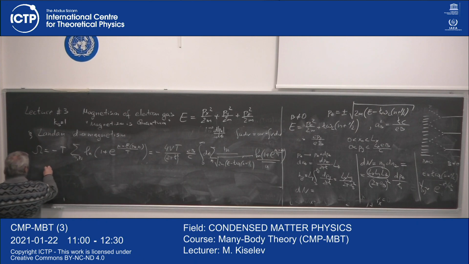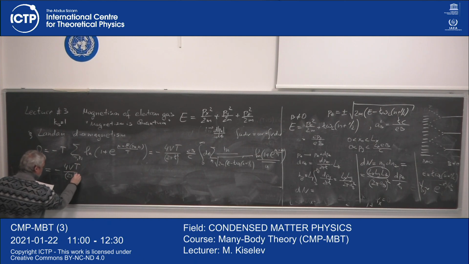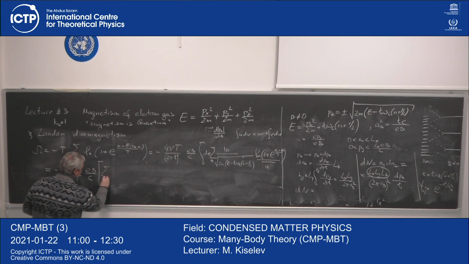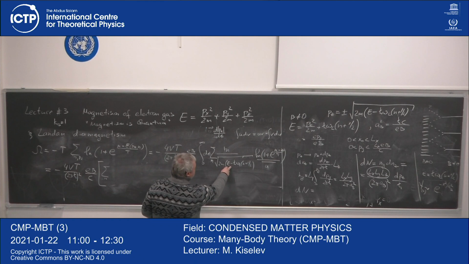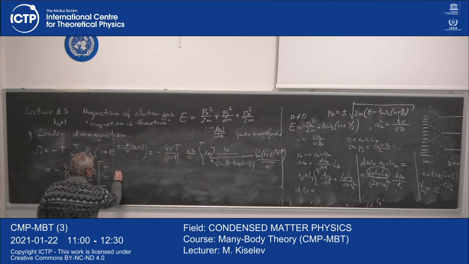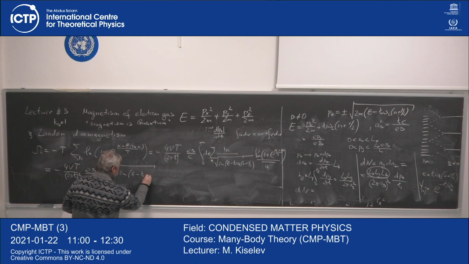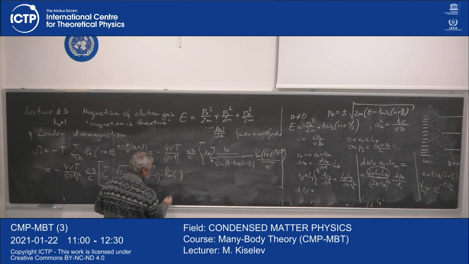So I continue here. This is equal to minus 4Vt divided by 2 pi h bar squared times e B over c. I open the bracket. Sum over n. So this is dv. So v is then square root of 2m (epsilon minus h bar omega_l (n plus 1/2)) times log. Let me not repeat the argument of the log.